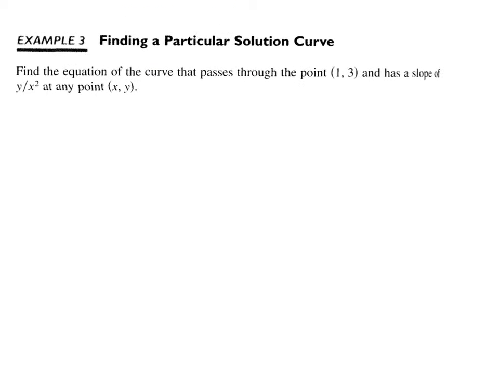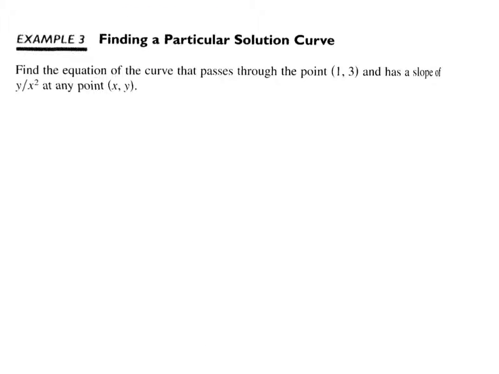So let's look at one more example here. Finding a particular solution curve. It says find an equation of the curve that passes through the point 1, 3 and has a slope of y over x squared at any point x, y. So this is really just another way of asking you to do the same thing we were doing on the last problem. It's just a different way. We have a slope of y over x squared. What does that mean?